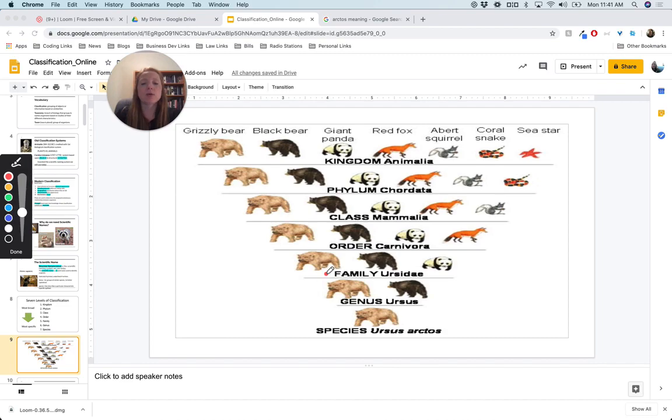Family, Ursidae, those would be bears. Genus Ursus, that's more specific bears. And then species, Ursus arctos. So remember, Ursus is going to be that genus name up here. And then arctos is the specific epithet. And arctos just means bear. So it's like bear is its name. Yeah, kind of basic, but he's not basic. He's pretty impressive dude. All right, so that's how our classification system works.